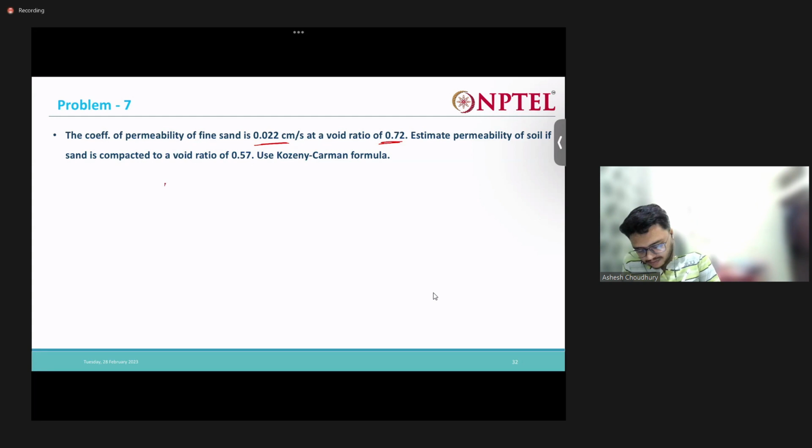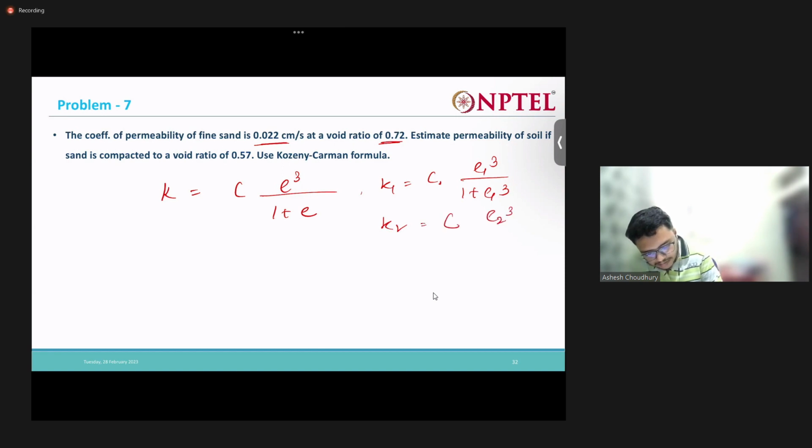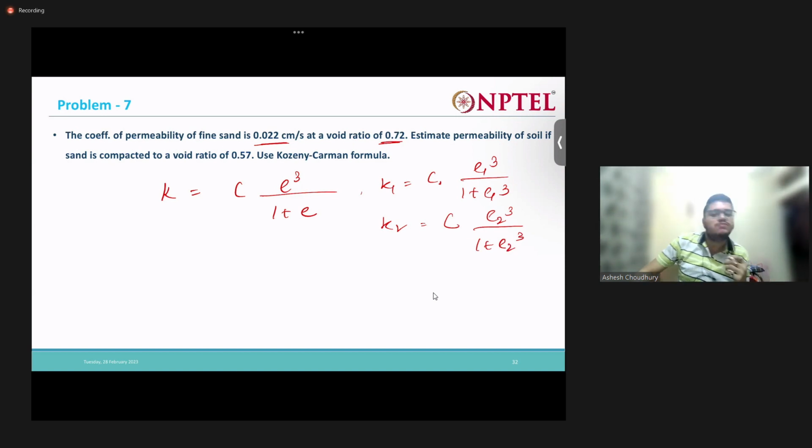So what is the Kozeny-Karman formula? If you remember, k is nothing but C into e cube by 1 plus e, where C is a constant, right? So you can write k1 equals C e1 cube by 1 plus e1. Then k2 you can write as C e2 cube by 1 plus e2. C is a constant, right? For a particular soil, C is always fixed. So here the soil is the same, only the void ratio is changing, right? So for a particular soil, my C is going to be the same.